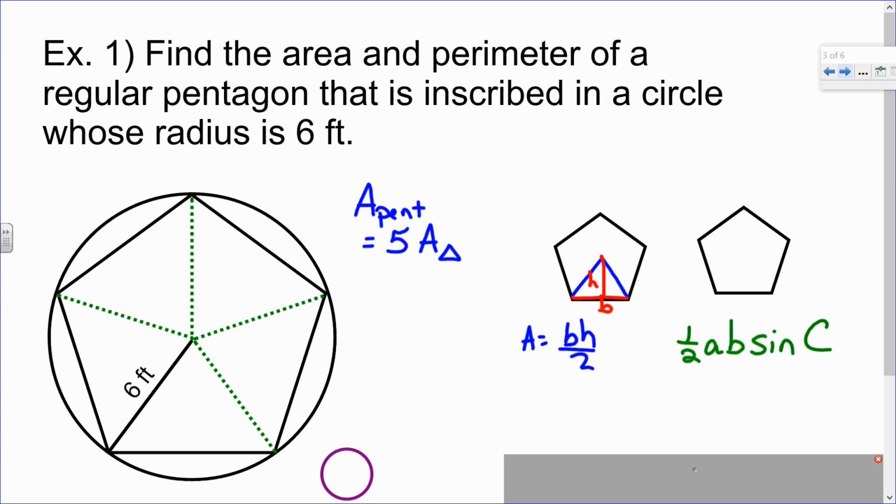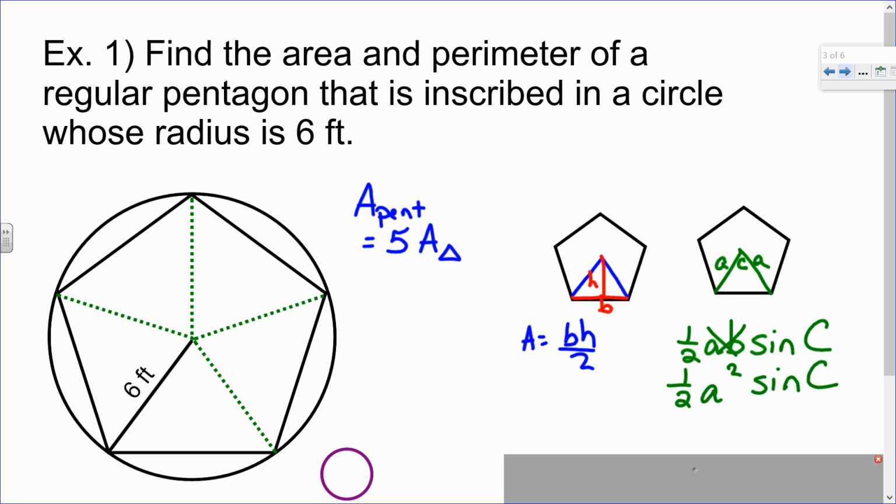I'm just going to put in a sine C on there, whatever we want to call it. In that case, this is my angle C, and this is A, but what's going to be true about this side? Is it going to be different from A? It's really going to be A, so that formula is going to become 1/2 A squared sine C.